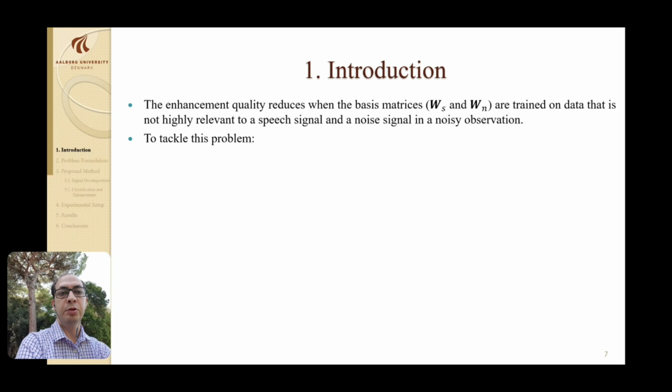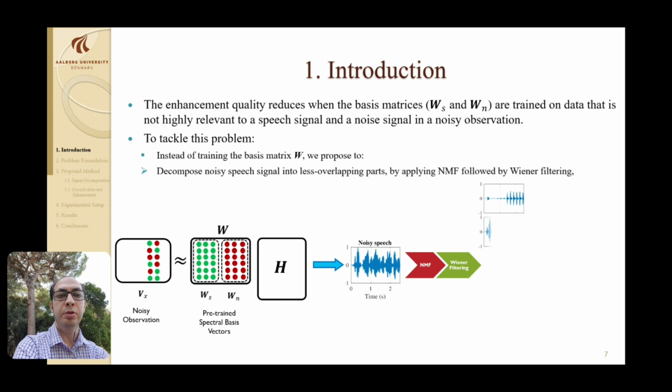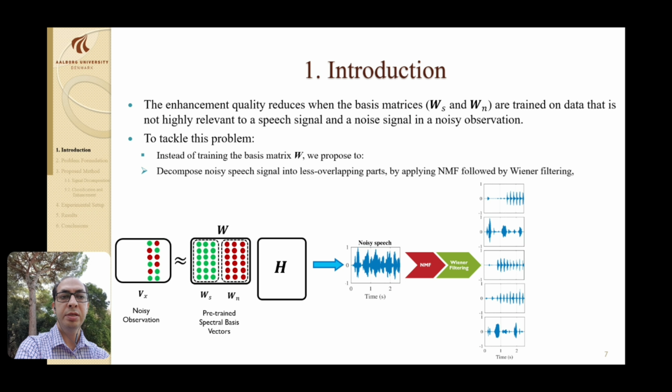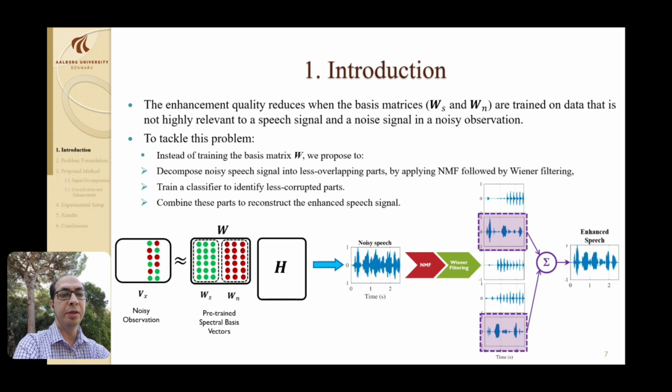But we will show that the enhancement quality reduces when the basis matrices are trained on data that is not highly relevant to the speech signal and the noise signal in a noisy observation. To tackle this problem, instead of training the basis matrix, we propose to decompose the noisy signal into less overlapping parts by applying NMF followed by Wiener filtering. Then by applying a classifier, we can identify the less corrupted parts, and the enhanced signal is the combination of these less corrupted parts in time domain.